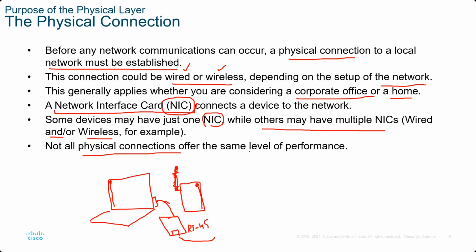Not all physical connections offer the same level of performance. Based on what type of network you choose, different network interface cards for different media have different performances. Wireless connectivity is not the same as copper connectivity, which is not the same as fiber connectivity. They all have different bandwidths, limitations and characteristics, which we will talk about, and we choose which type of media to connect to based on those characteristics and limitations, okay?